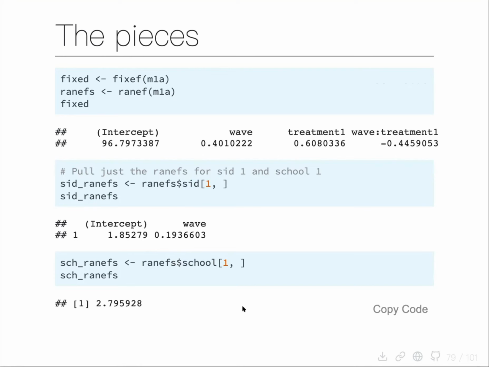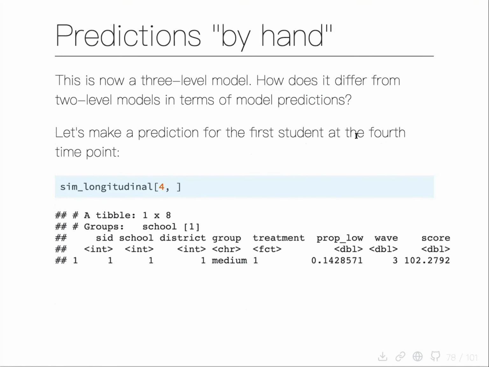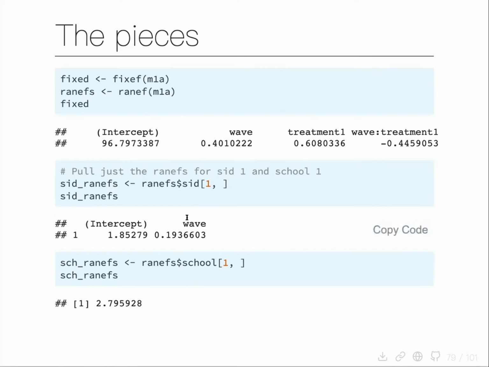Okay, so I'm saying just for the first student at the fourth time point, the first student is in the first school. So I can just pull the first row of that data for each of these, and I get the random effects for those. So this school, students had on average scored 1.85 points higher than the overall average, 96.8, right? They progressed on average a little bit faster also, about 0.2 points per wave faster than the overall average of 0.4, okay? And then for the school, we only have the intercept randomly varying.